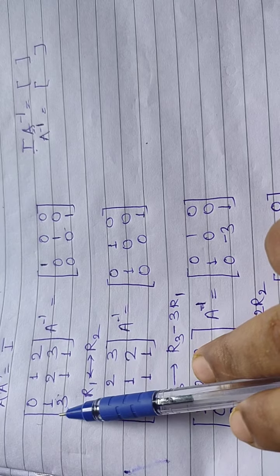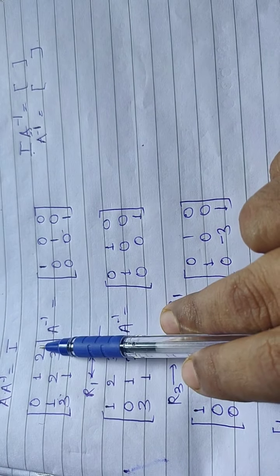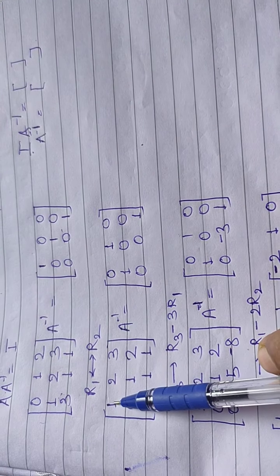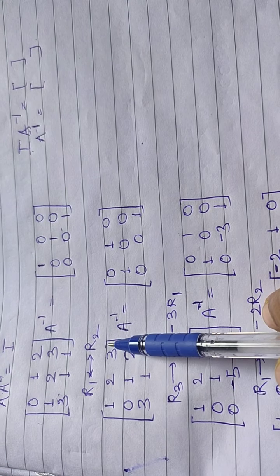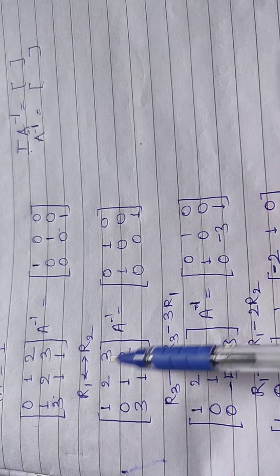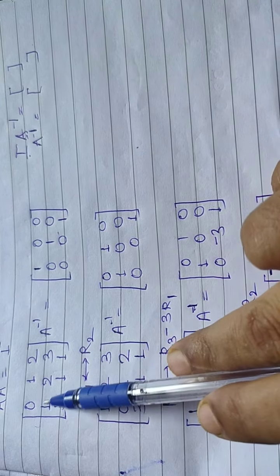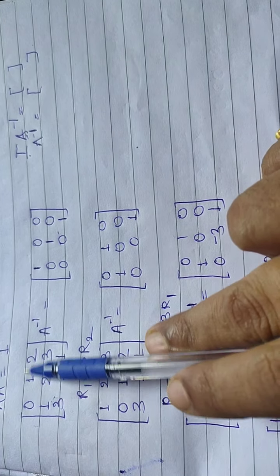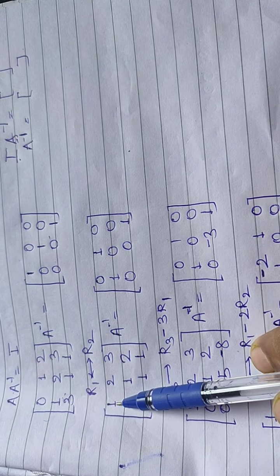Now we have to interchange the rows. The second row I will write as the first row, and the first row elements I will write in the second row. So now the first row becomes 1 2 3, and the second row will be 0 1 2. I have interchanged the first row and second row elements: first row elements become the second row elements, and second row elements become the first row elements. So this is the new matrix.